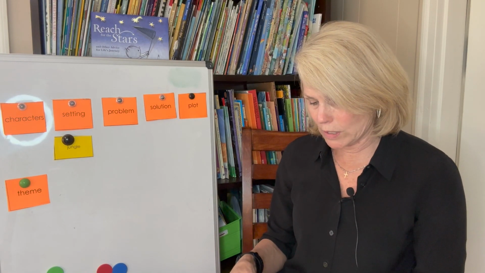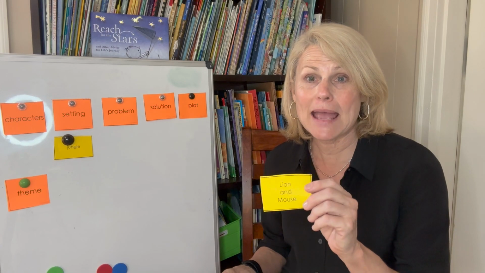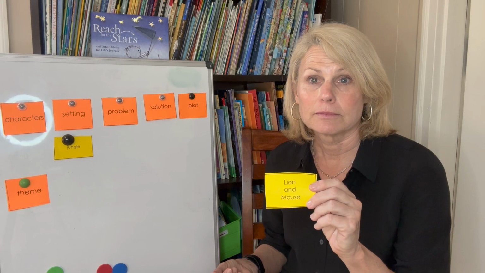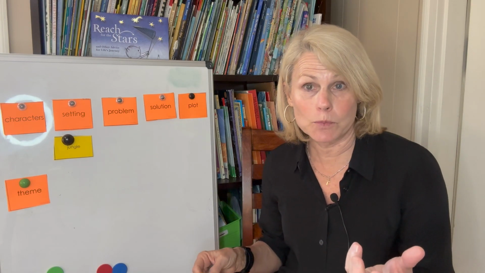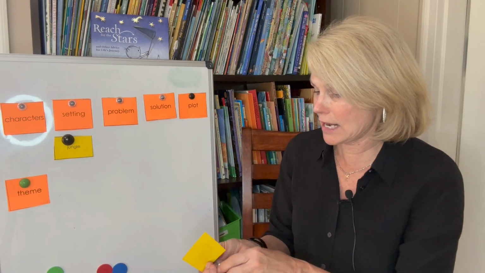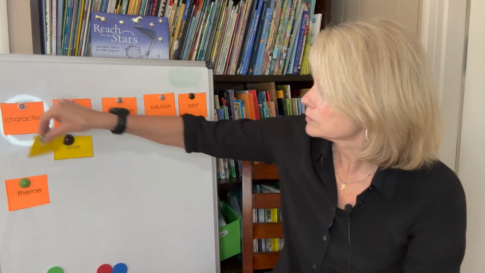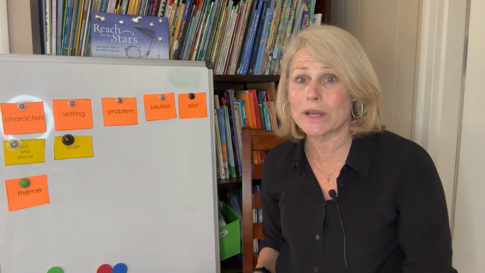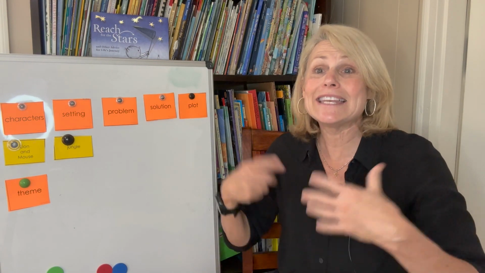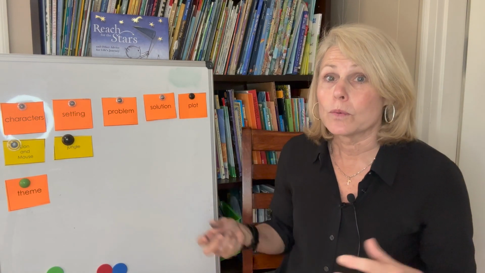The next one, lion and mouse. What is that? Are those people? Are those animals? Those are our characters. Now, you can do this with any story that your child brings home. A narrative story, right? A fictional story.